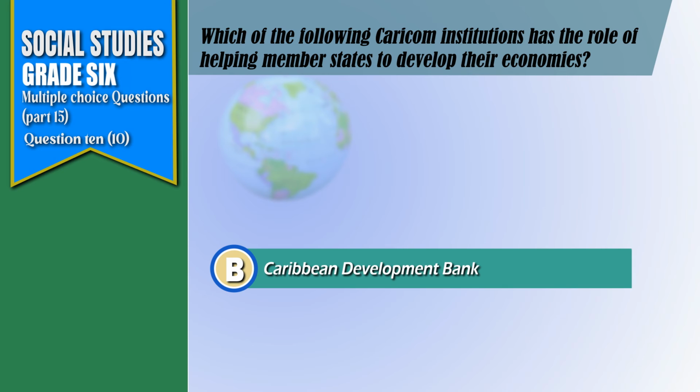Which of the following CARICOM institutions has the role of helping member states to develop their economies? The Caribbean Development Bank, also referred to as the CDB. The CDB provides finances, which means money, to assist CARICOM member states in developing their economies, or to assist whenever there is a national or natural disaster. So boys and girls, the Caribbean Development Bank takes care of assisting economically with finances.